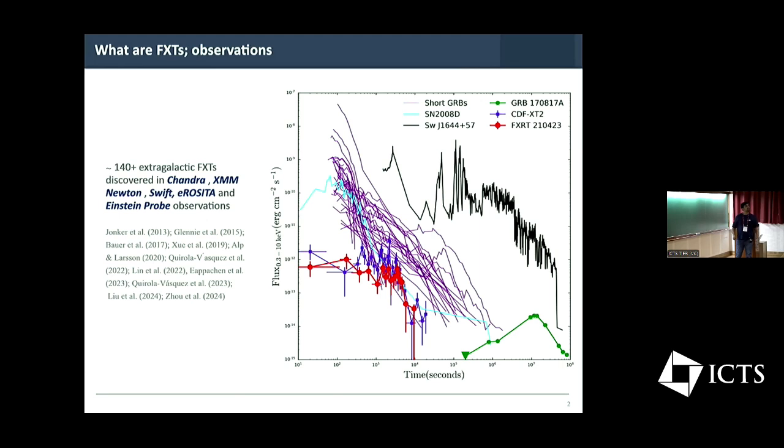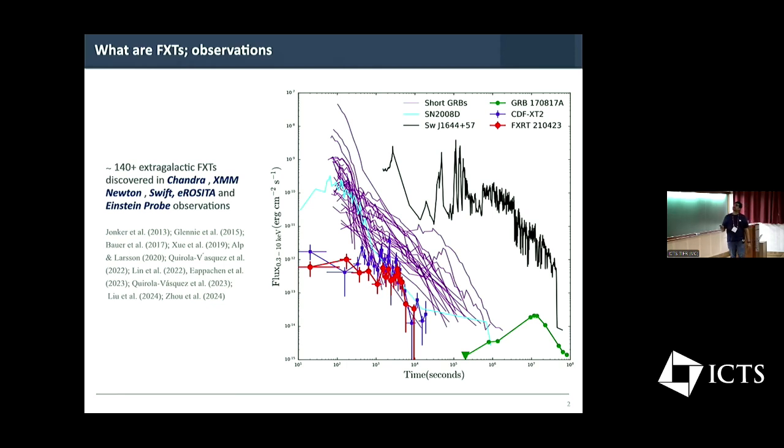So the first question is, what are fast X-ray transients? It might not be as fast as fast radio bursts. These are X-ray transients, as the name suggests, which last over time scales of a few hundreds to a few 10,000s of seconds. The origin is not very clear. About 140 plus extragalactic fast X-ray transients have been discovered from Chandra, XMM-Newton, Swift, and Rosetta, and recently from Einstein Probe observations.